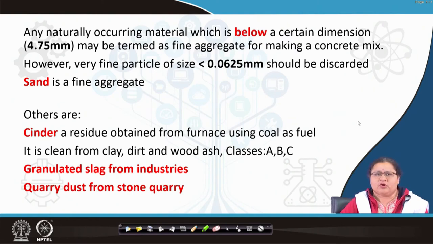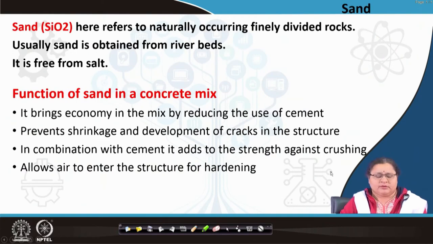Sand is not always available at all points, so alternatives are there, and they mostly have very small granules. Usually it is sand, which is SiO2 and refers to naturally occurring finely divided rock. It is obtained mostly from river beds and is free from salt. We all know on seashores you get a lot of sand, but that contains a high amount of salt, so that is not appropriate for use.